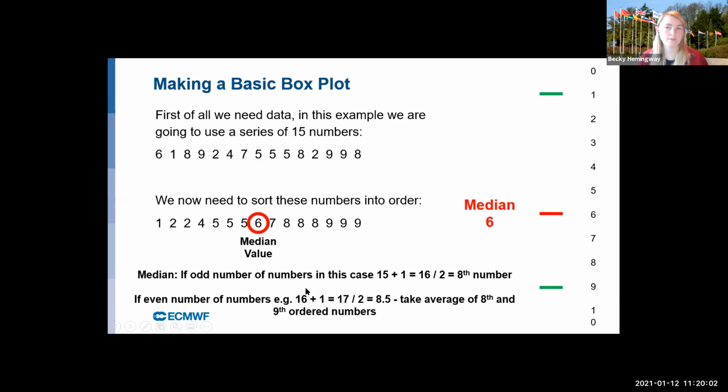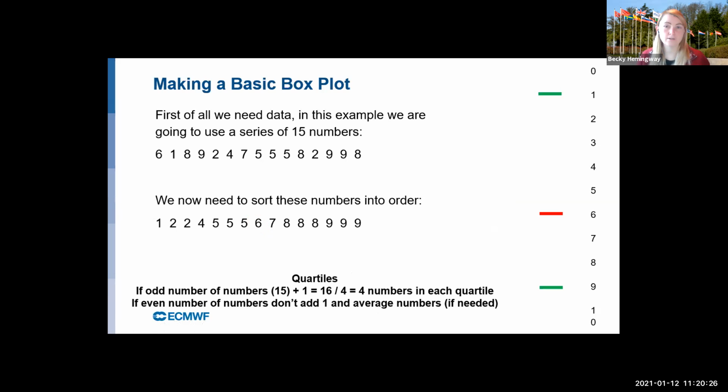If you have an even number of numbers, you again add 1 and divide by 2 to get the middle number, and you'll get a point, usually a 0.5, and you take the average of these, and that would be your median. So it might not always be a full number, depending on what your data set is.